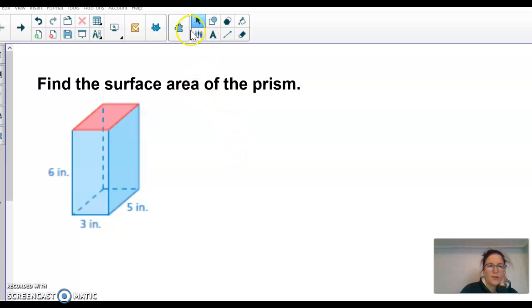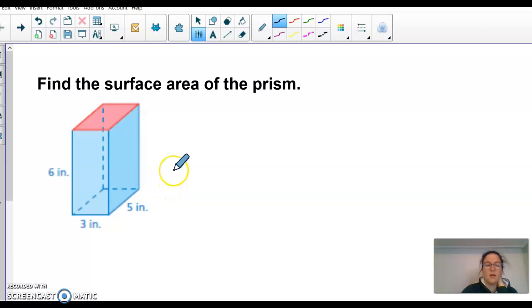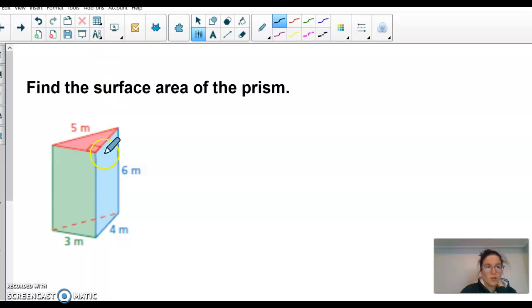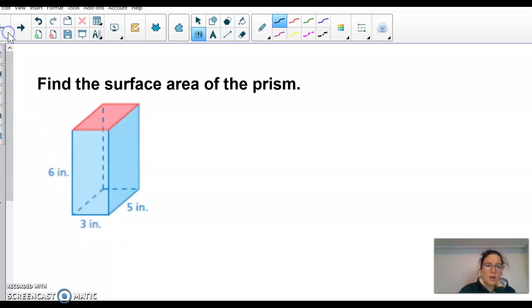So we're just going to find the surface area of a prism. This box is called a prism. A prism is a 3D rectangular prism right here. You also have a 3D triangular prism. This other shape is a triangular prism because it's a triangle. If I go back to the first shape, it's a rectangular prism because look at the face right here, it's a rectangle.